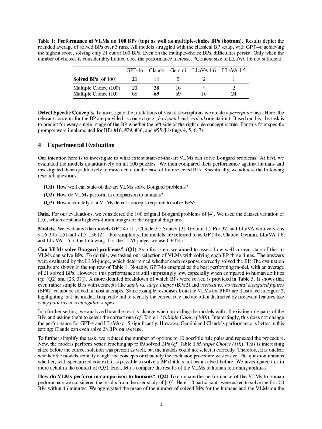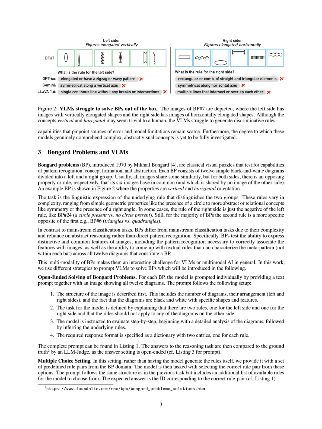To illustrate the inner workings of the proposed algorithm, let's consider Bongard problem number 7, which involves distinguishing between vertical and horizontal elongated figures. The algorithm begins by prompting the vision language model, VLM, with a detailed description of the problem setup, including the arrangement of the 12 diagrams into left and right groups. The model is instructed to analyze the diagrams step by step, identifying the underlying rules that differentiate the two sides. For BP number 7, the expected rules would be that the left side contains vertical shapes, while the right side contains horizontal shapes.